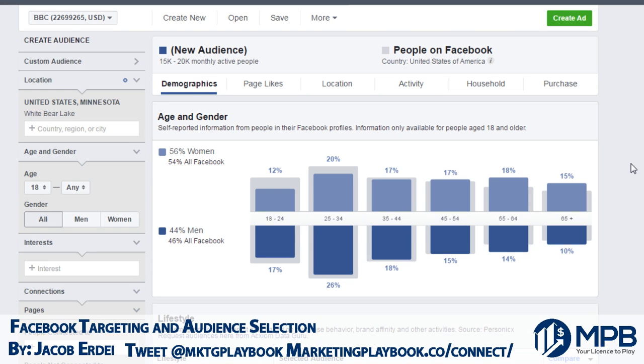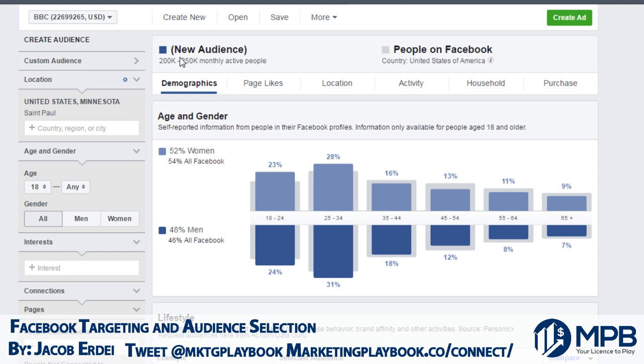So what I have here is two different cities in Minnesota. One is going to be White Bear Lake, which isn't all that big of a city. So we have 20,000 here. And then we have St. Paul, which is 200,000 to 250,000 monthly active people.